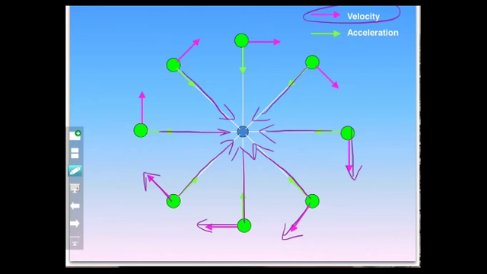The force and the acceleration are always in the same direction. And remember, this is straight from Newton's second law. The direction of acceleration is always in the direction of the net force. When we're talking about circular motion, the net force is towards the center. So the acceleration must then be towards the center of the circle.